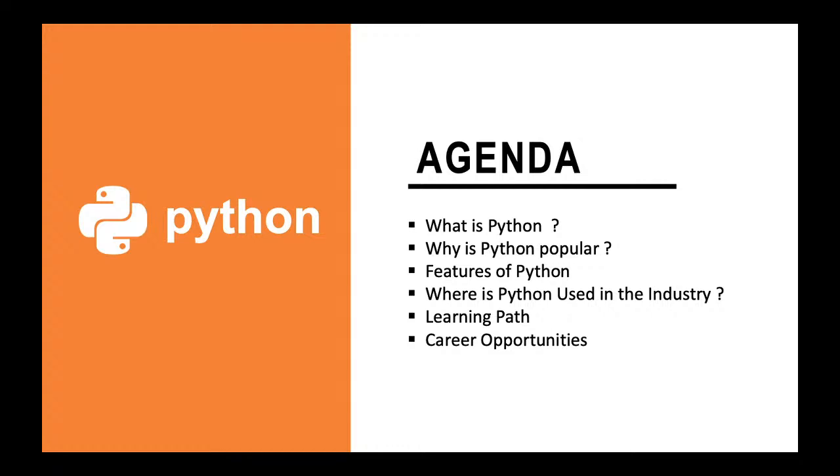Well, we are going to start with Python and its implementation in data science. Python, in simple words, is a high-level dynamic programming language which is interpreted, right? This programming language was created by Guido van Rossum. In today's agenda, we'll cover what Python is, why it is popular, the features of Python, where it is used in industries, who uses it, the learning paths, and the career opportunities in Python.